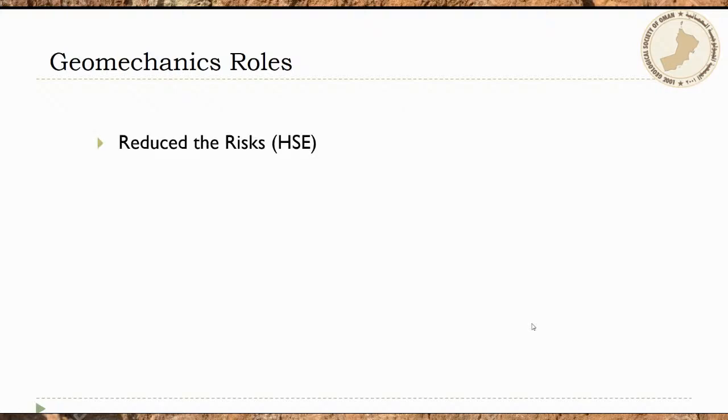Actually, the first one is that we try to reduce or minimize the risk. We try to minimize the risk by doing some kind of studies so that at the end we get low impact and lower risk in terms of safety, I can say. So we're looking at health, safety, environment, and all of this.